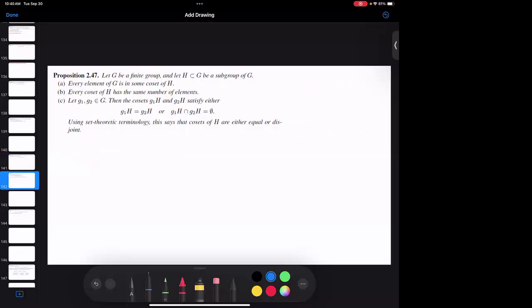And so here are some properties. So if G is a finite group and H is a subgroup, then the following three things are true. A, every element of G is in some coset of H.